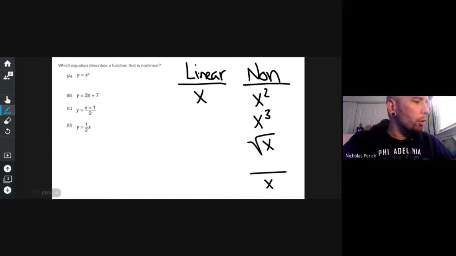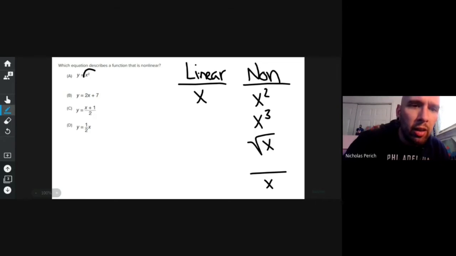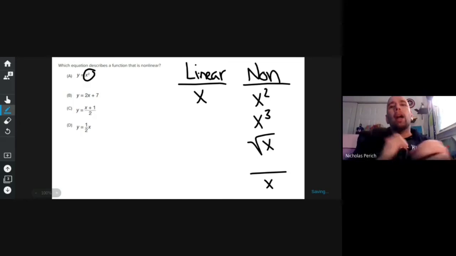So most of you said A, and that is the correct answer. What makes A nonlinear is that x squared right there. That's what makes it screw up. Some of you selected C or D because you saw the fraction. That's okay. I only care about having an x, just an x. That x squared ruins everything, and that's why A is nonlinear.